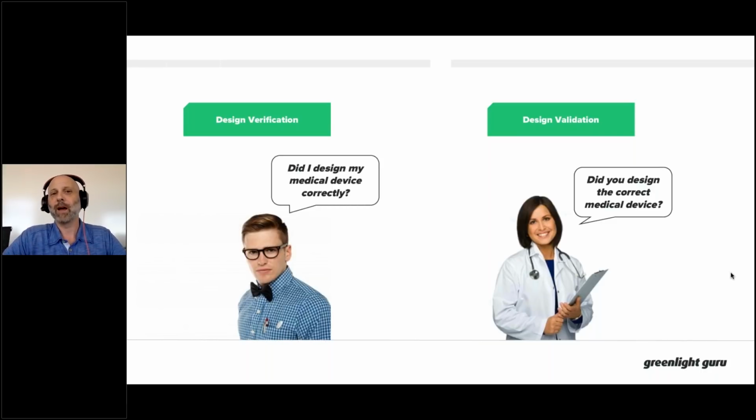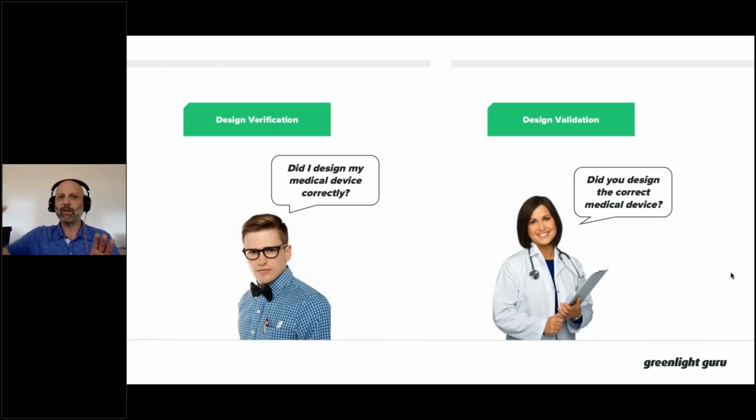Did I design my medical device correctly? That's the key question that I'm answering as part of design verification. Now, design validation goes back to those user needs. I talked about that intended use at the very beginning, and how that intended use helps me to identify the user needs of my product, and how those user needs help me identify the design inputs. Well, now validation is the step toward the tail end of my design and development efforts that's going to come full circle back to those user needs. And it's going to answer the big question: did I design the correct medical device?